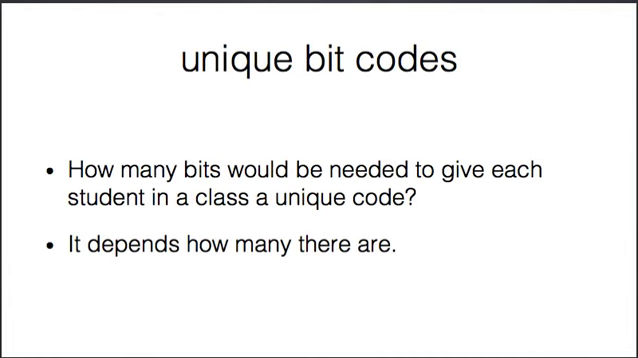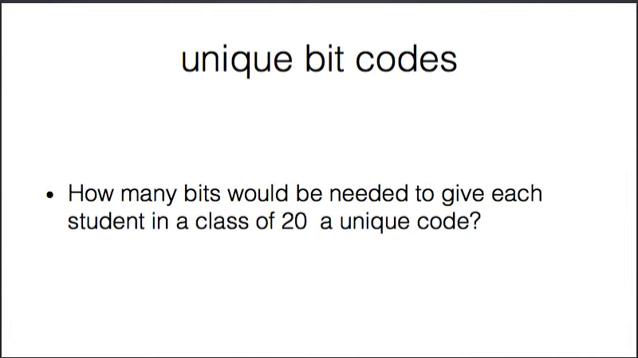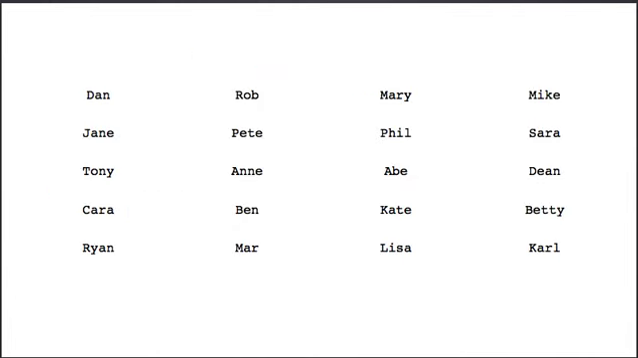So how many bits would we need to give each student in a class a unique code? Well, it would depend how many there are. So let's say there are 20 students in the class. How many bits would we need to give each one their own unique code? Let's say I couldn't be asked learning your names. I just want you to be 0, 0, 0, you 0, 0, 1, you 1, 0, 0, 1, be quiet. If I wanted to do that, how many bits would we need?